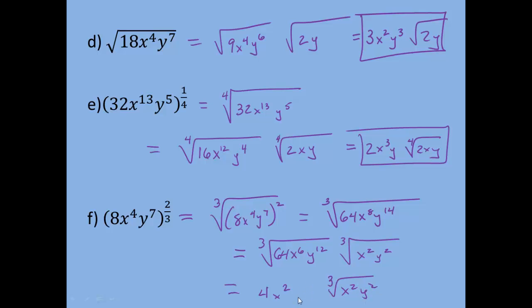Alright, maybe we can make that look a little nicer. So we've got 4x squared y to the 4th times the cube root of x squared, y squared.